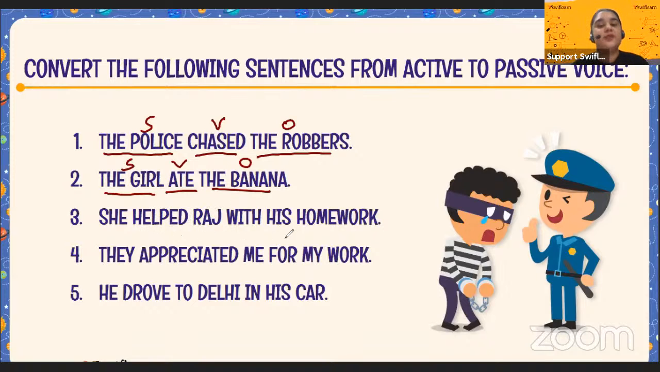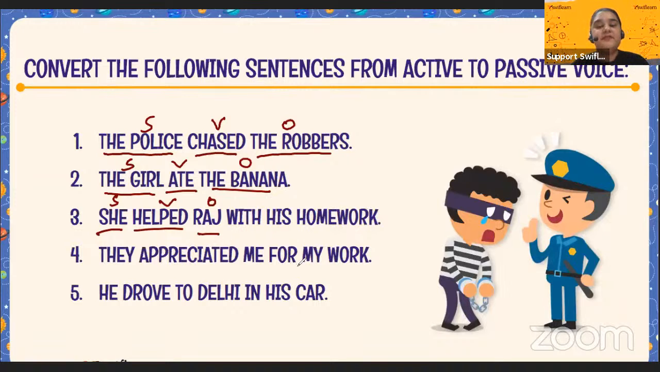She helped Raj with his homework. Tell me the subject here. I'm waiting for your comments. Yes. She is your subject. Helped is your verb. Raj is your object here. Yes, she helped Raj. Okay, then with his homework. So Raj was helped with his homework by her. She will change into her. Very good. Let's move to the fourth one.